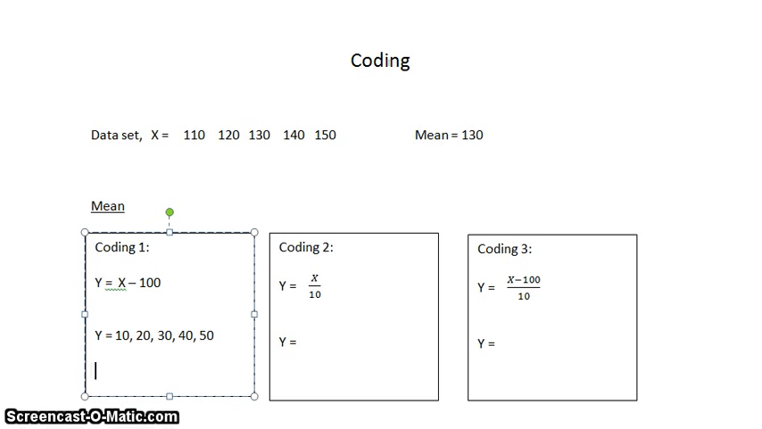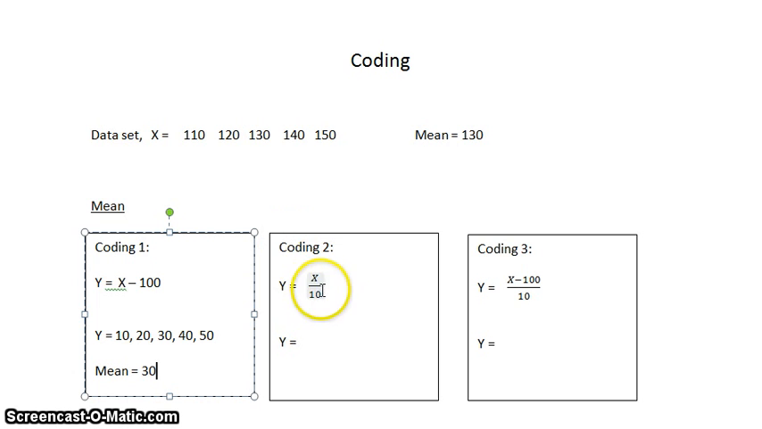Now what's happened to the mean? The mean of the new data set is 30. So the mean has obeyed the coding, if you like. We take away 100 from the mean to get the mean of Y. Let's see if that works for a different type of coding.